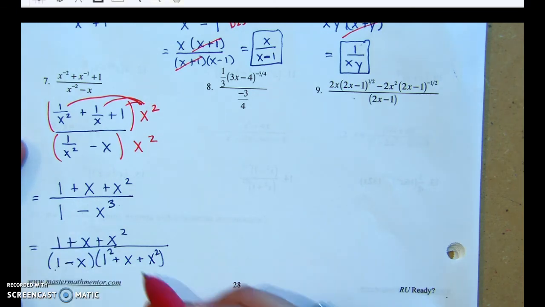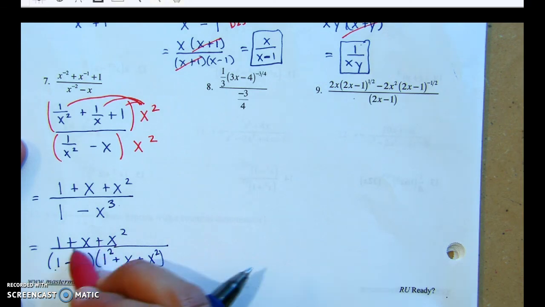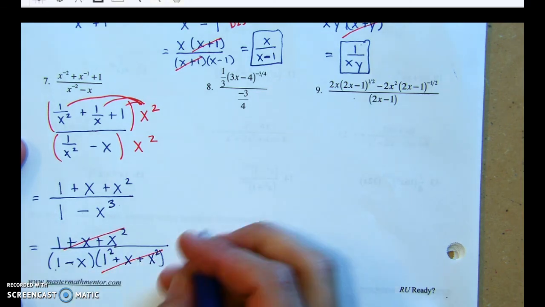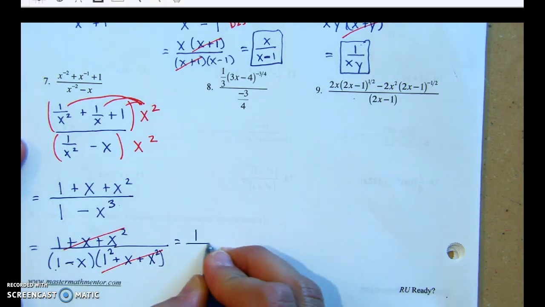Do we have a common thing on the top and bottom now? Okay. Oh, what happens when everything cancels from the numerator? 1 on top.